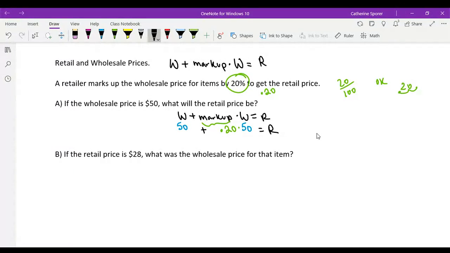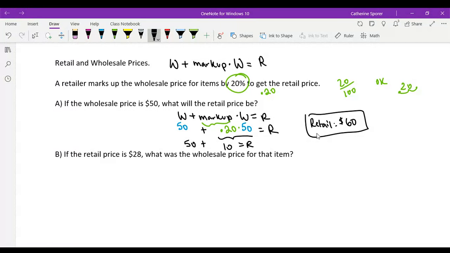So this means that if we take the $50 and then add to that 20% or 0.20 times the $50, that'll give us our retail price. So 0.2 times 50 is 10. The retail price is 50 plus the markup amount of $10. So the retail is $60 for this item.